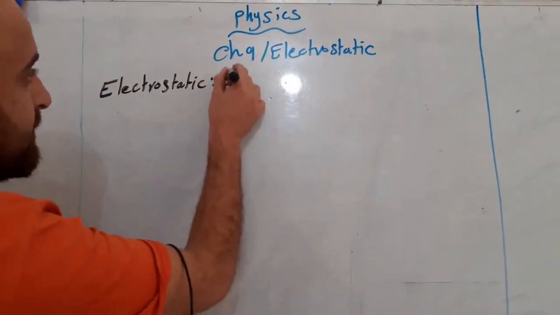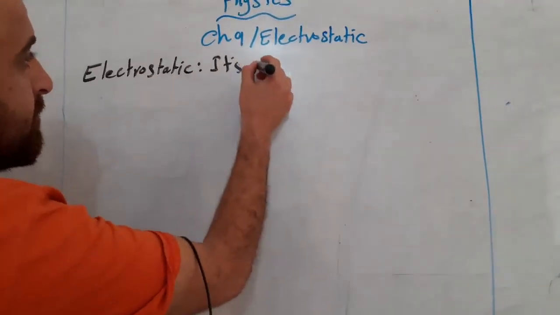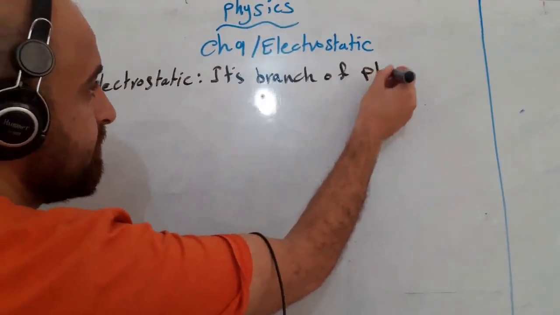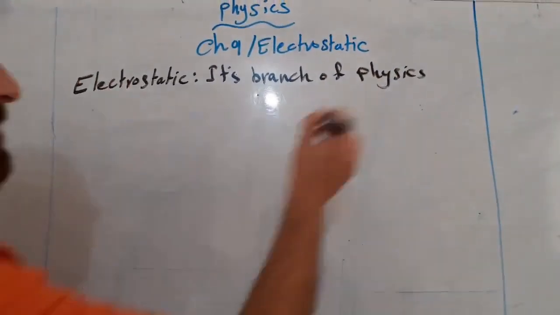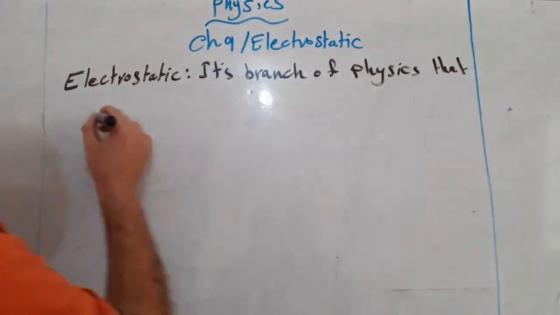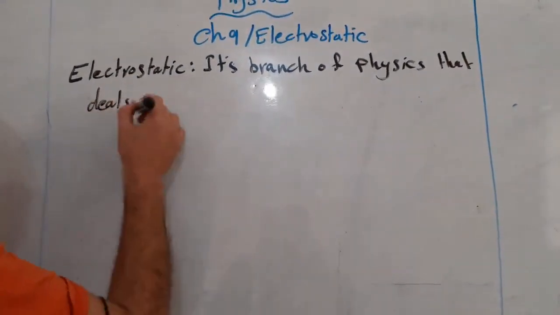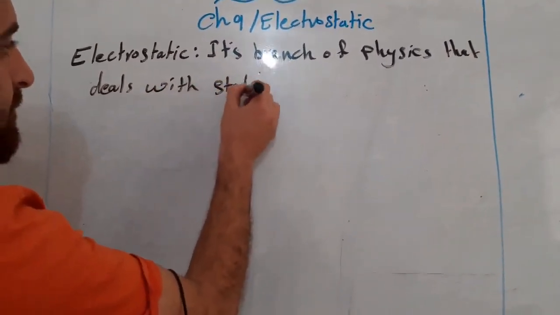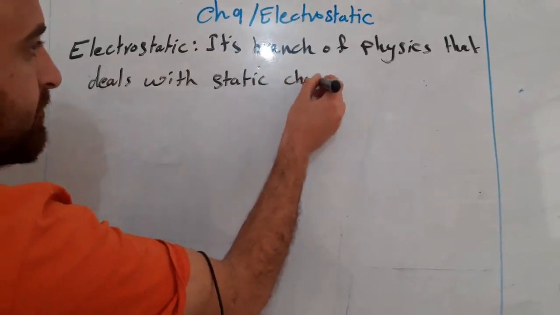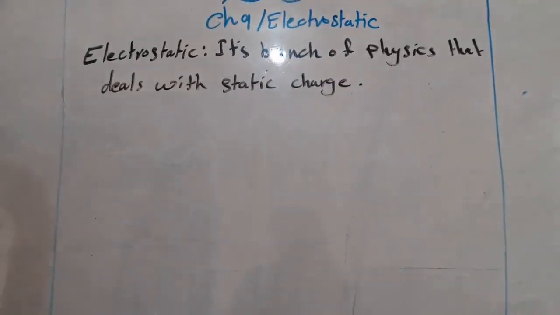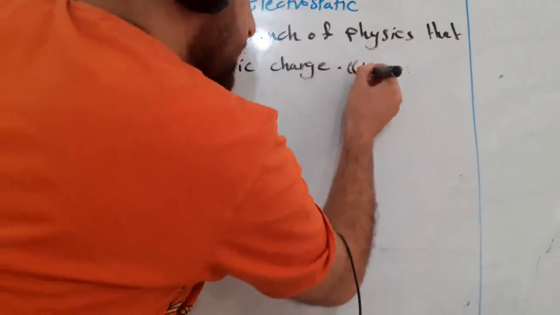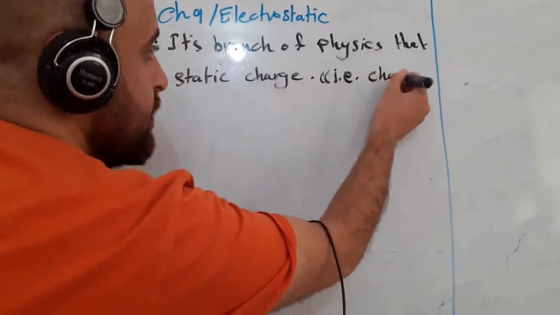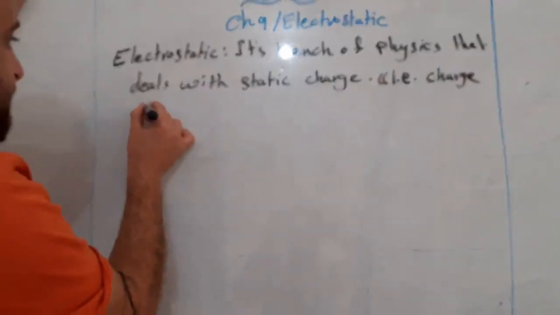Electrostatic is the branch of physics that deals with static charge, i.e. charge at rest.